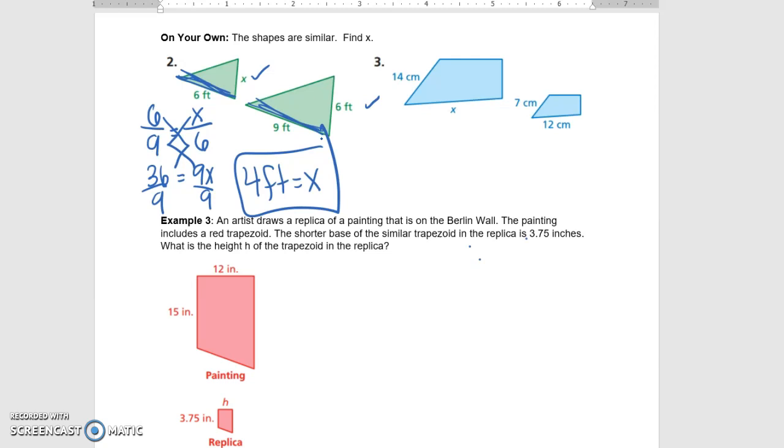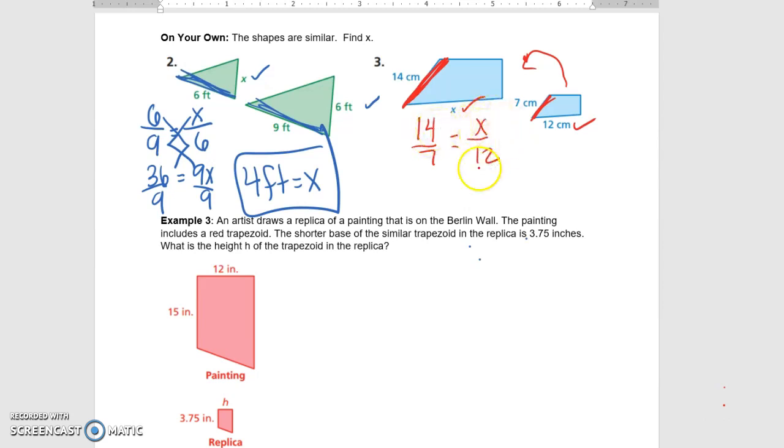And then on the next one, same thing. I'm going to figure out my corresponding sides. If I were to take this small shape and put it on top of the big shape, you can see that this side 14 and this side 7 would be corresponding. They would line up perfectly. So that's my first fraction, 14 over 7. And then the next one would be x over 12.